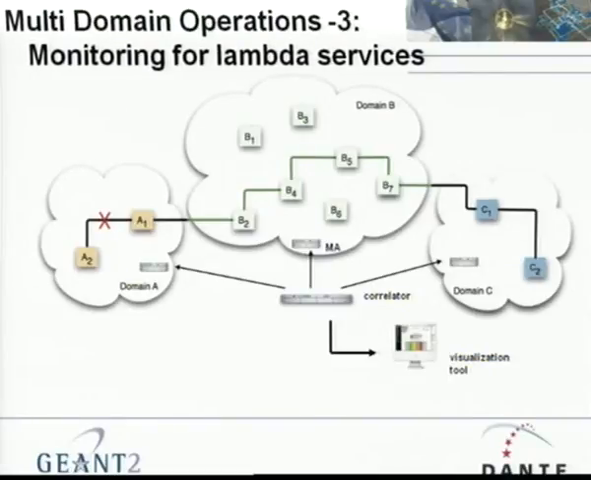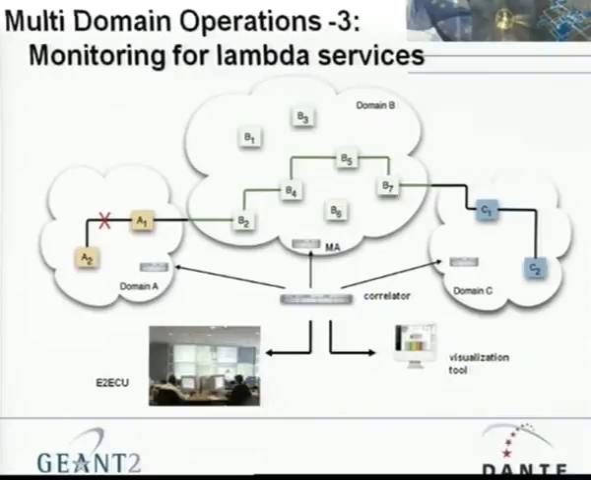But not only that, we could say we have a visualization tool, but the options are endless here. We could use, for example, some traps and send these traps to a network operator that could raise a ticket and could send this ticket to the different domains, informing them of what's going on, when, for example, this dark fiber cut is going to be fixed.